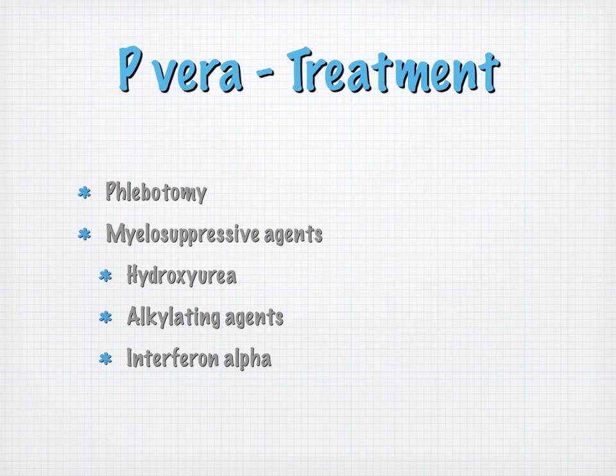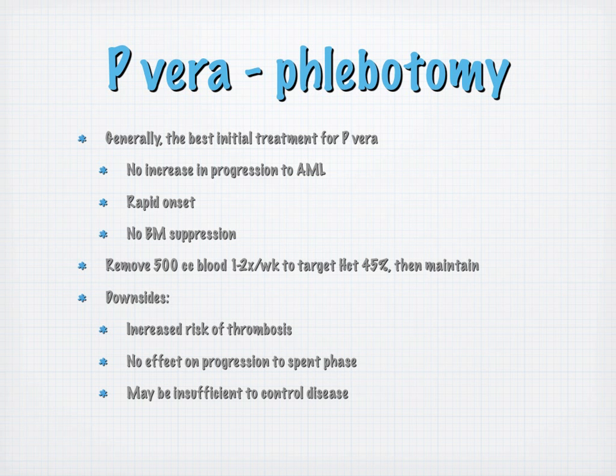Hydroxyurea, alkylating agents, and then interferon alpha. I want to mostly talk about phlebotomy because generally this is the best initial treatment for polycythemia vera. There's no increase in the progression to AML, rapid onset, and no bone marrow suppression. So it's pretty innocuous treatment.